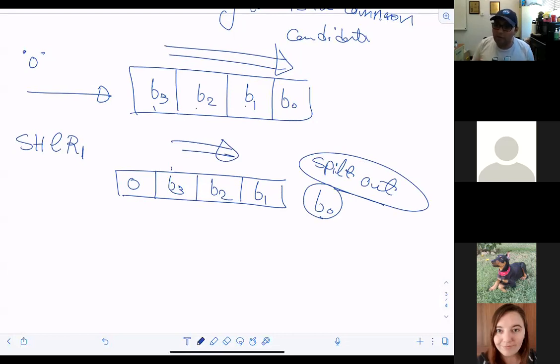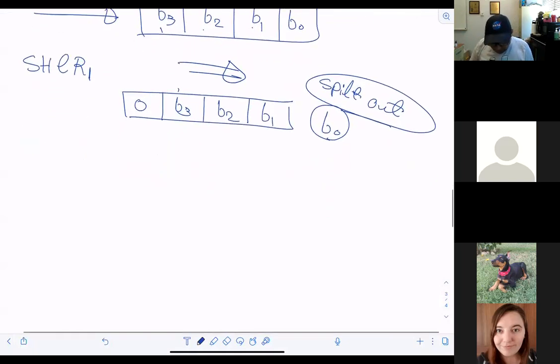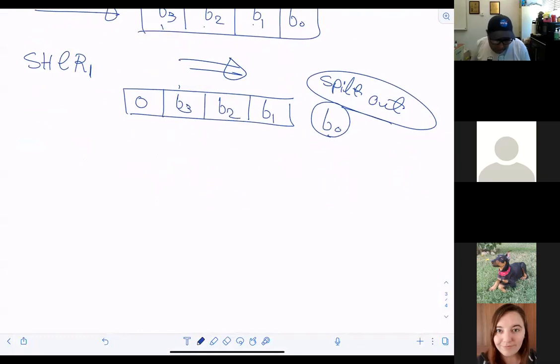So is it clear so far what I'm doing? So where did the B0 go? It just went out somewhere, so we can't retrieve it anymore. That 0 is coming from outside. Now we are talking about the logic. After that, we're gonna talk about how it's gonna be implemented. You understand what I'm saying?